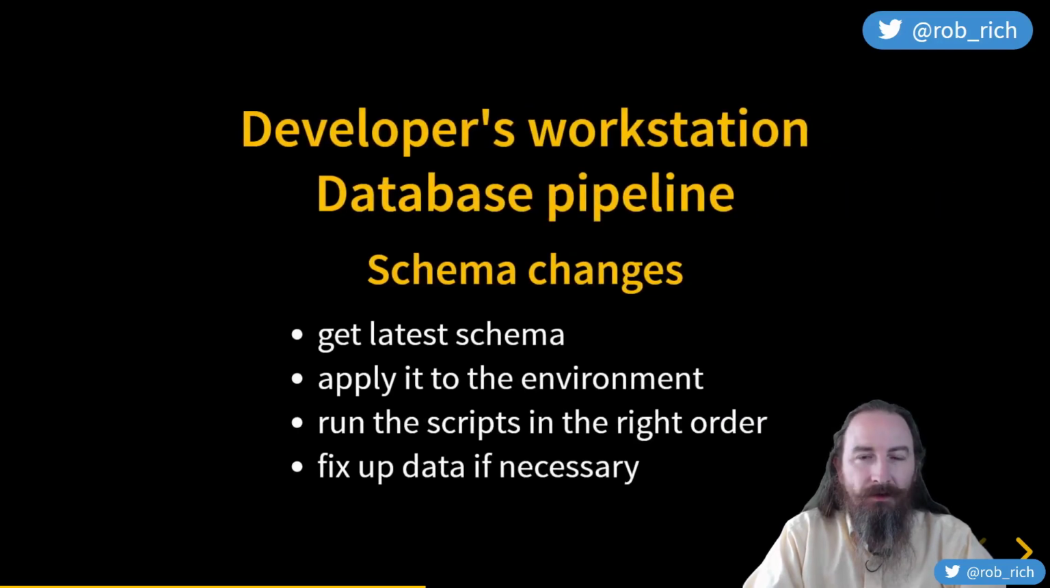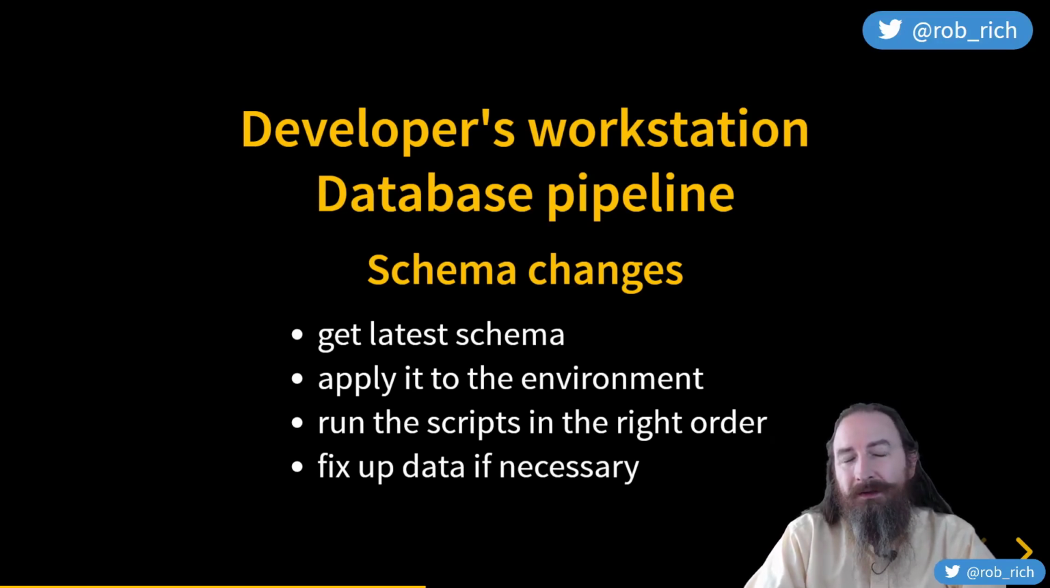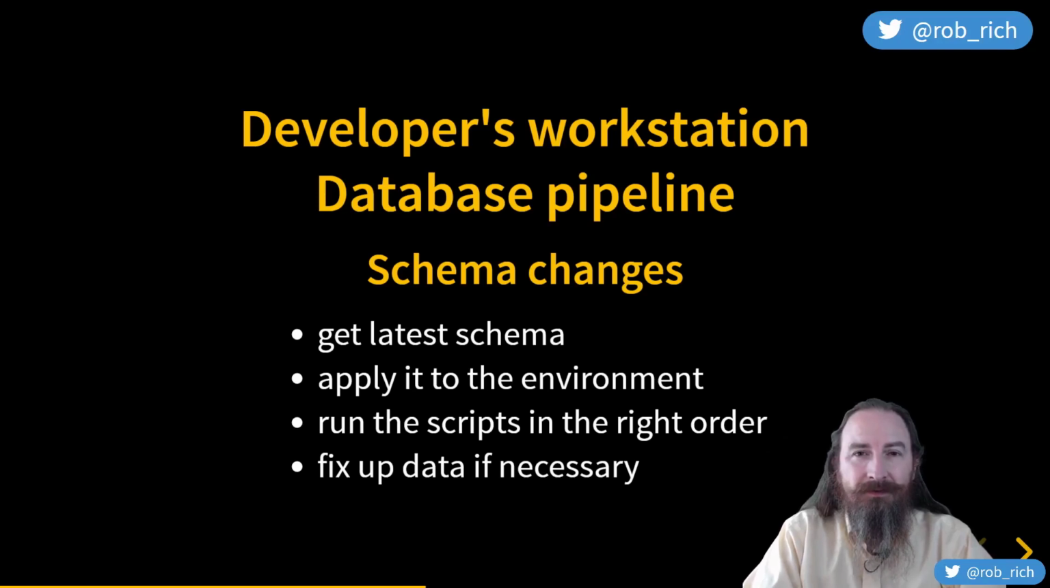So, let's take a look at a DevOps pipeline that we might do for a local developer. If we're just trying to get the latest schema changes, then we probably do a git pull and then run some scripts. We probably need to make sure that we're running them in the right order. We might need to adjust them slightly for the data that we have in our database, and then maybe fix up the data to match the new schema. This is quite a manual process, but that's the process that developers do when they try and keep their local database up to date.